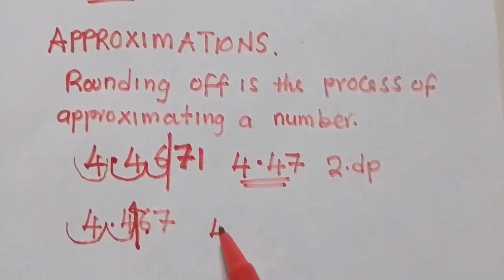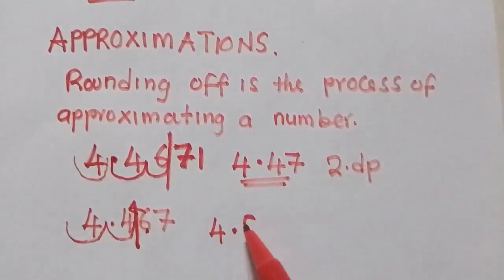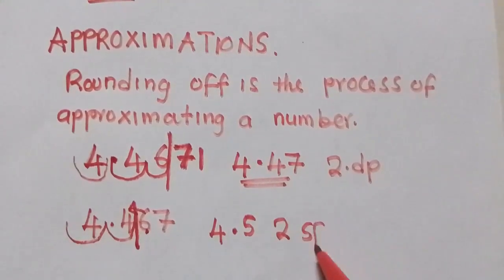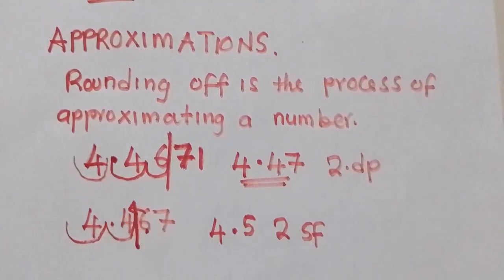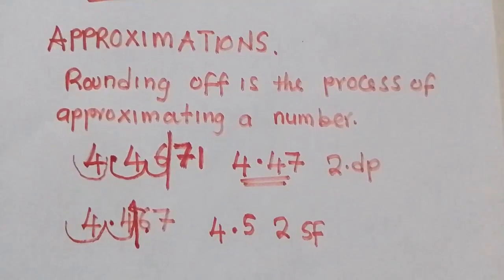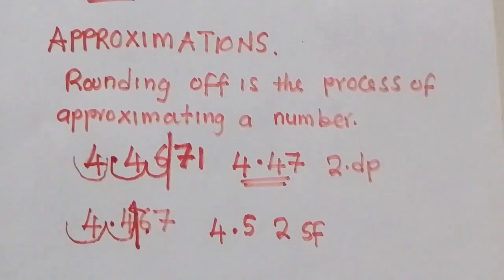So 4.5. So this one is in 2 significant figures. Have you seen? So this one, it's decimal point. We follow a point. But when we are talking about significant figures, we follow what? Numbers which are significant. If it is the number 4 here, we start from this same number. This is what you need to know and understand.